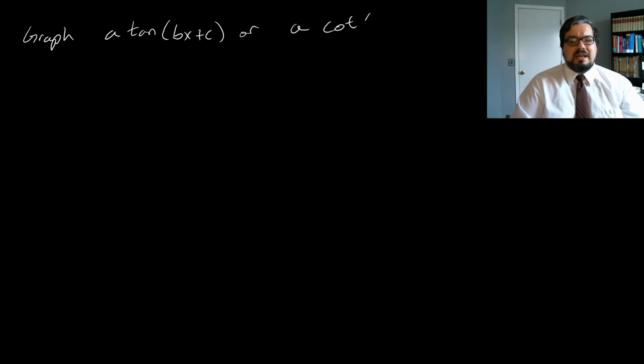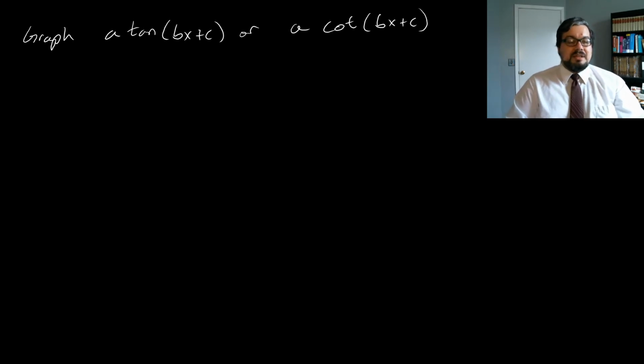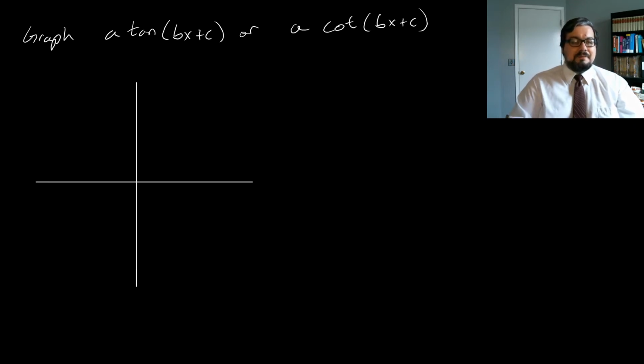All right, so let's see, how do we graph a function of the form a tangent bx plus c or a cotangent bx plus c? The first thing that we need to know here is what the basic graph of just tangent x looks like. And we saw this briefly before, but let's look at it again. So let's look at the graph of y equals tangent x.